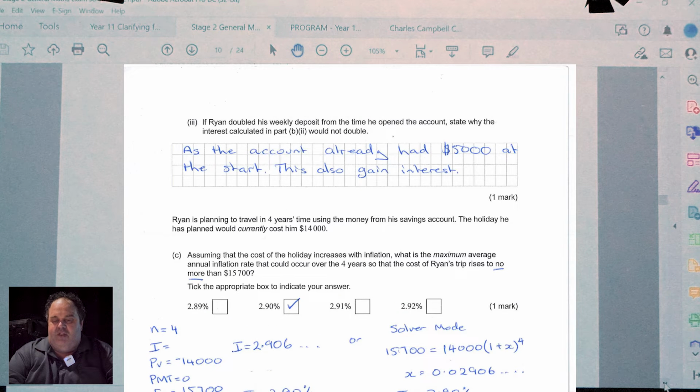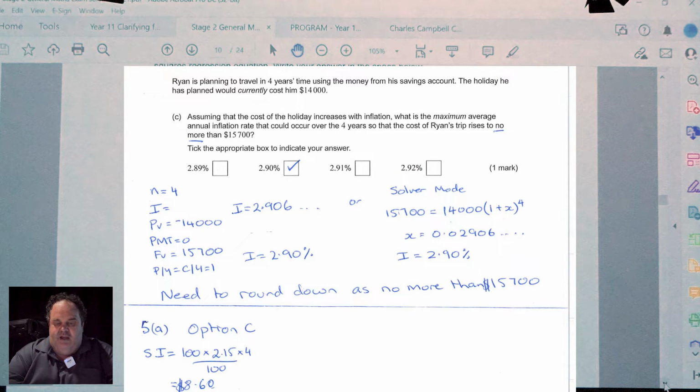Part 3 of this question was another one of those questions that they're setting up for those top end students to get marks in. But hey, it's not a difficult question. They're saying he doubled his weekly deposit but didn't double the interest earned. Why would the interest earned be doubled? It's not going to be, because there's already the $5,000 at the start. So just doubling the payments doesn't double the answer that he's going to get. And that's because of the $5,000 in there at the start.